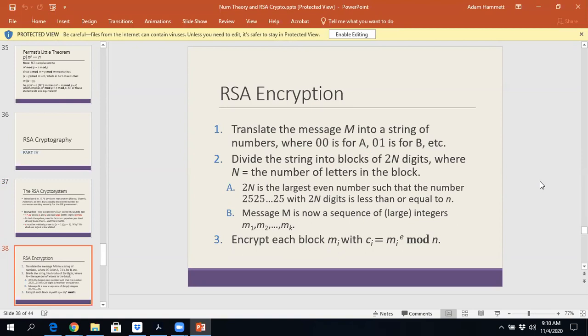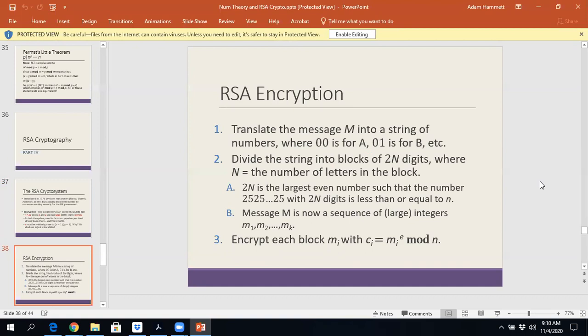And how many letters can I take at a time? Well, it's basically the number of 25s I can string together and still stay below the modulus, yes? Right, so if the modulus is 38,021, I can string together not just 1, but 2 25s together and still stay smaller. But if I try 3, that's too big, correct? And so that means I can send 2 letters at a time across the channel.